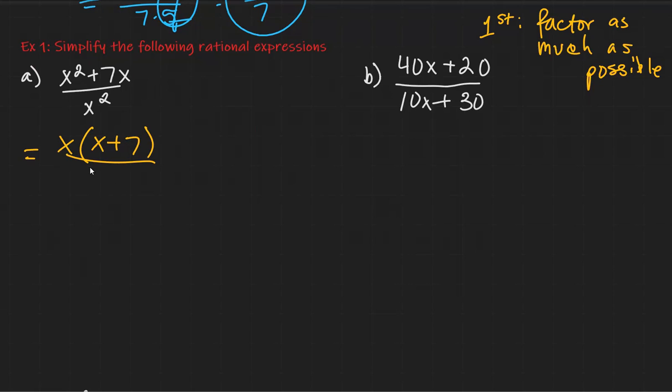Now, if we wanted to, we could write x squared as x times x, just to see and notice that we can take this x and divide it by x, right? This is just going to become 1.